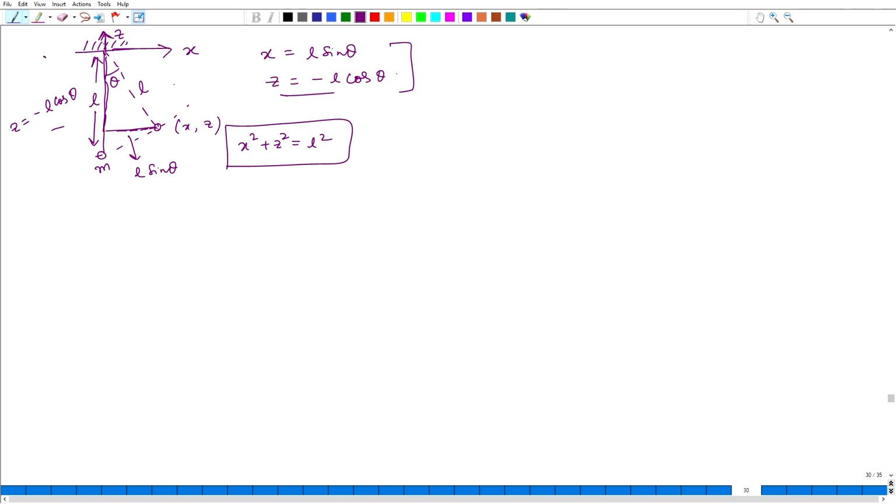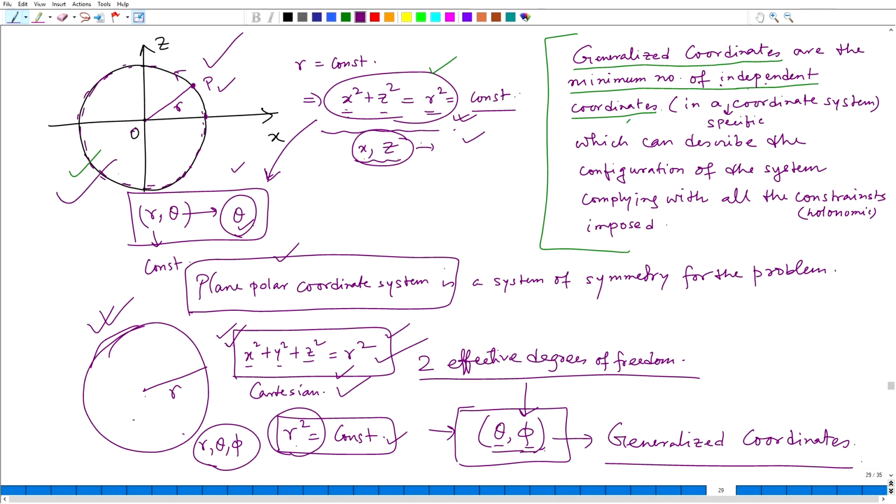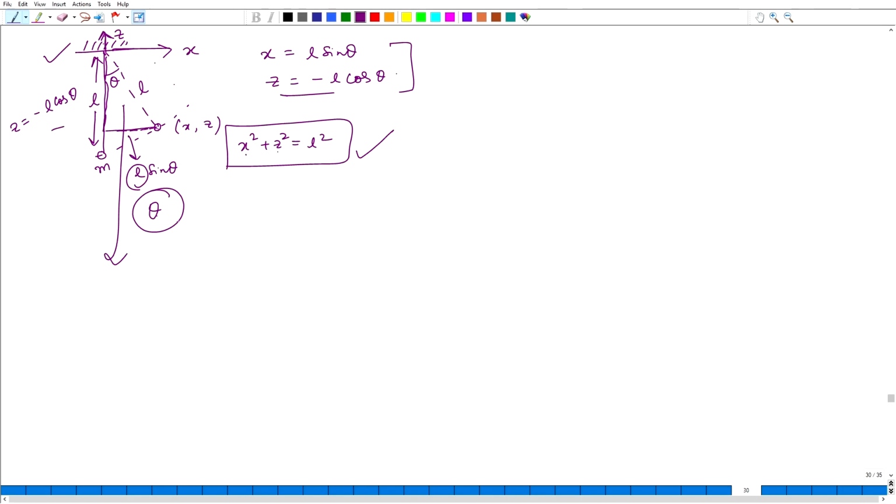So, if you now say that this is a 2D problem, but there is a constraint, x and z are no longer independent of each other. But if you now go to the L, theta system, you simply have that L is constant and only theta is the effective variable. So, for this problem once again, just like the motion in a circle, you will have theta to be the only generalized coordinate.